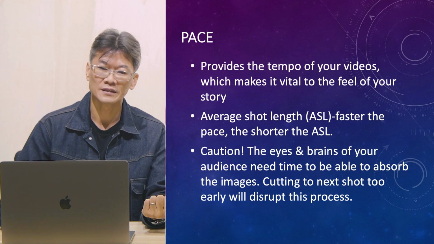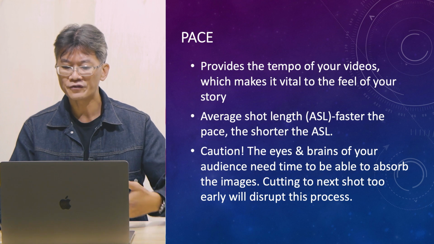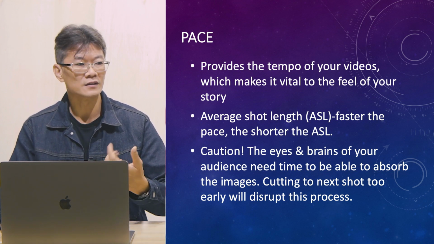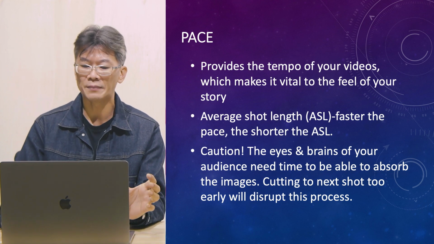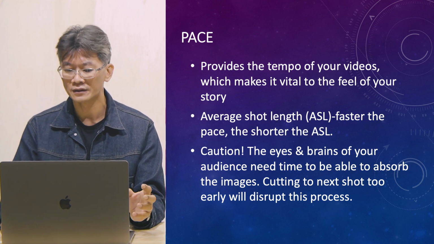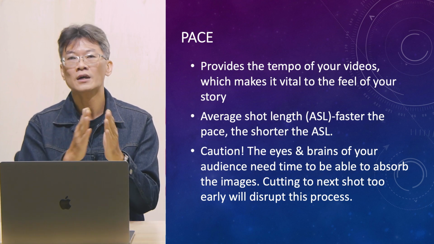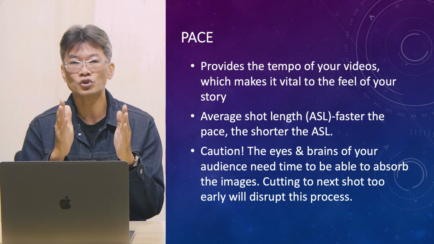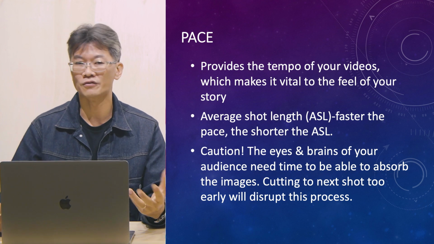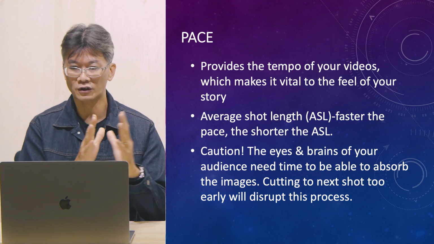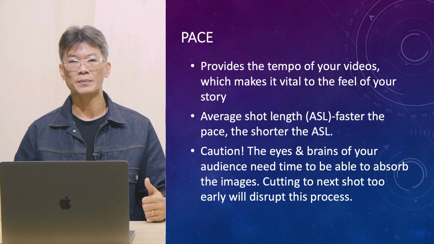Next one will be pace. This principle of pace is like the tempo of the video. It feels like there is a certain speed and momentum to it. The pace of the shot is determined by the average shot length, or ASL. Average shot length means how long you watch each shot. If it's a faster pace, you shorten the ASL, meaning you will cut more frequently, and it will up the pace of your production. But if you stay on the same shot for a longer period of time, you are lengthening the shot length, and this will slow down the pace of the video.